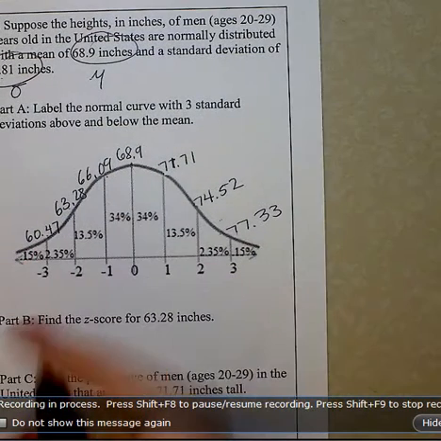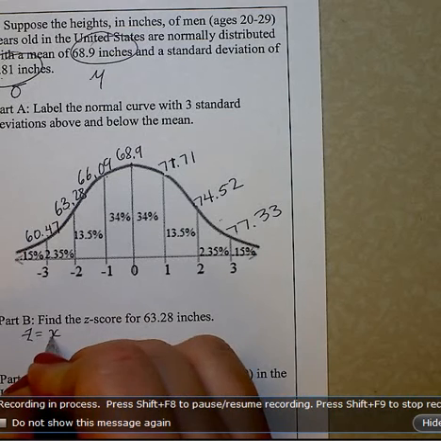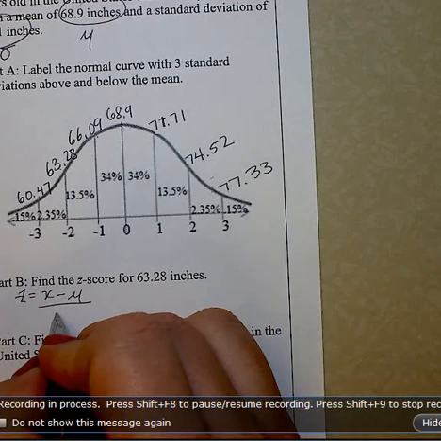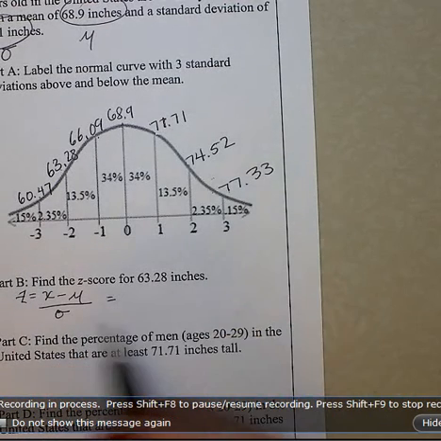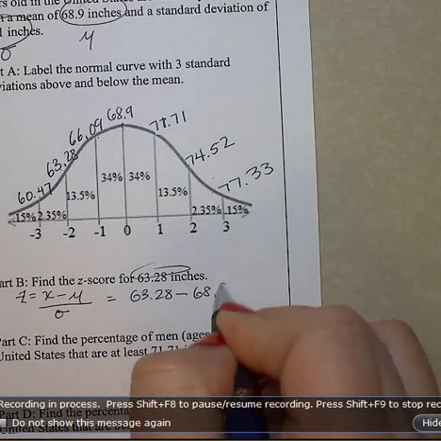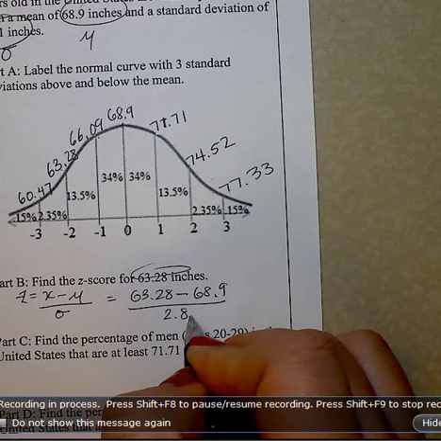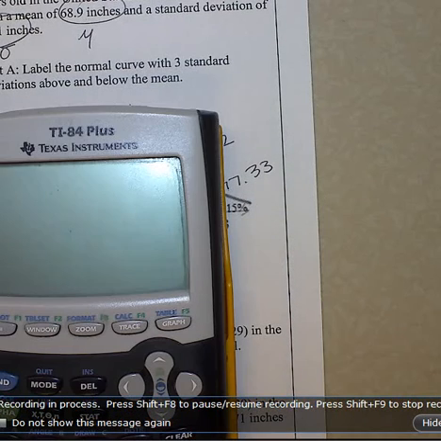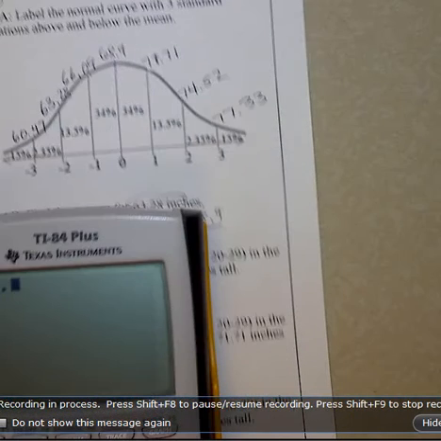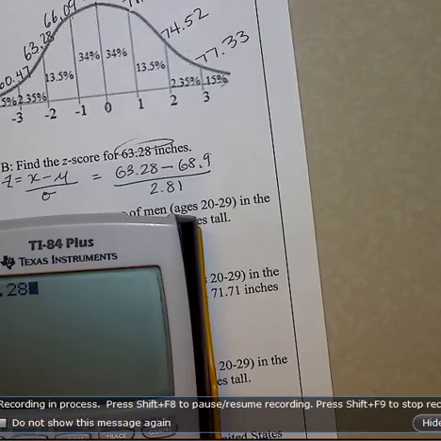Find the z-score. So z-score is your data point, subtract the mean over standard deviation. So in this problem, we're given 63.28, subtract the average, 68.9 over standard deviation, 2.81. So 63.28, subtract average, 68.9, press enter and then divide by the standard deviation. So your z-score is -2.